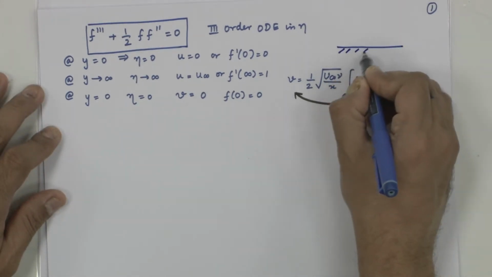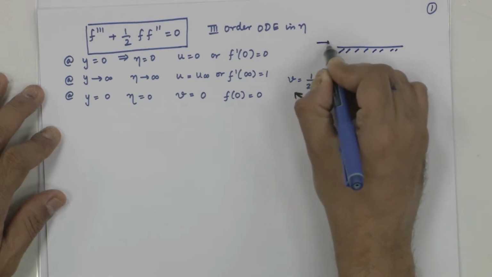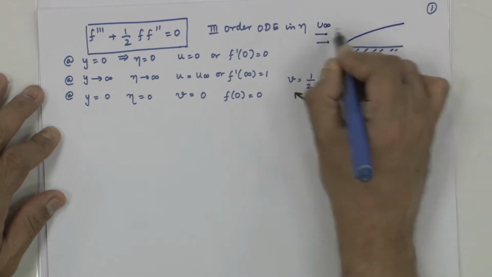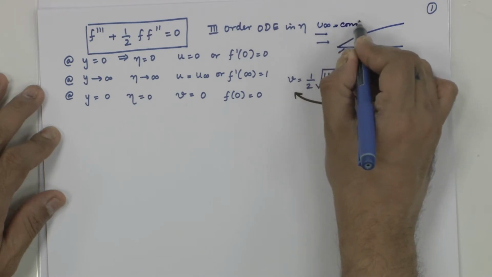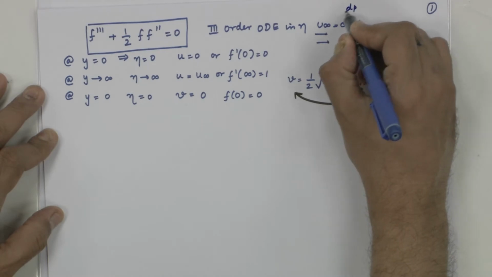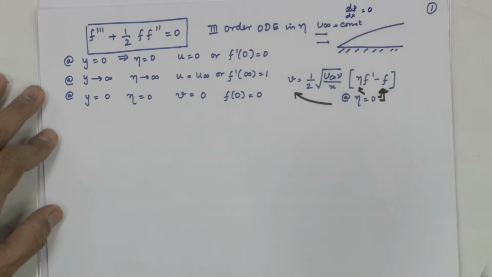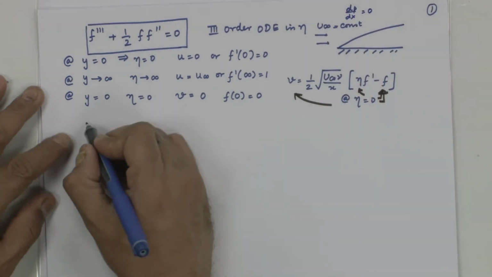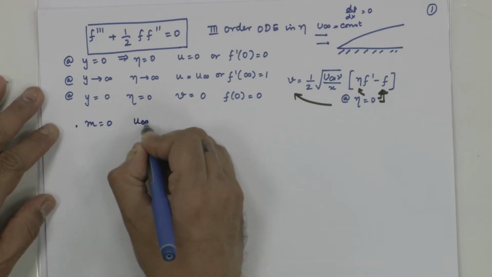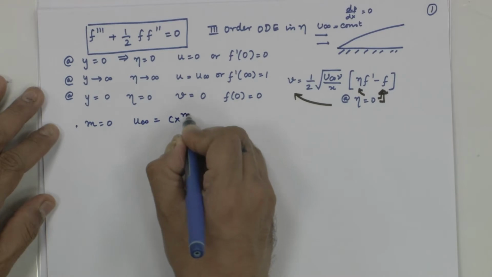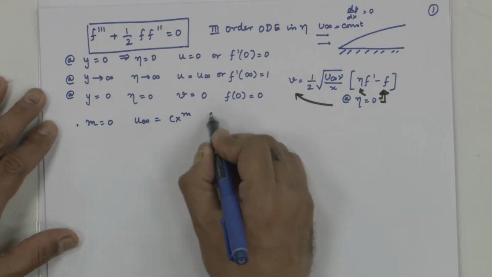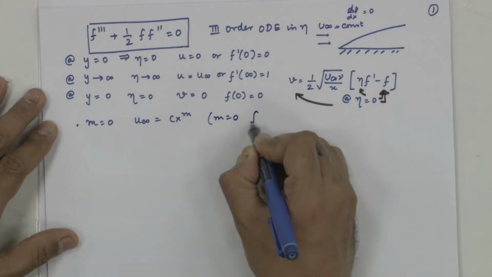This is flow over a flat plate with a free stream velocity u infinity, which is equal to constant. U infinity equal to constant means dP by dx is equal to 0. The pressure gradient parameter m is equal to 0. U infinity, recall, is Cx to the power m. When m equal to 0, you get flow over a flat plate.